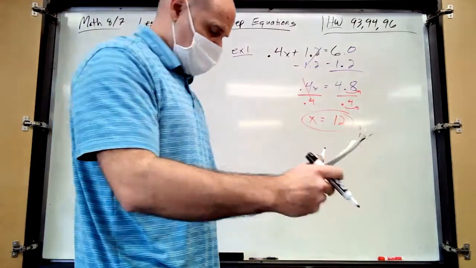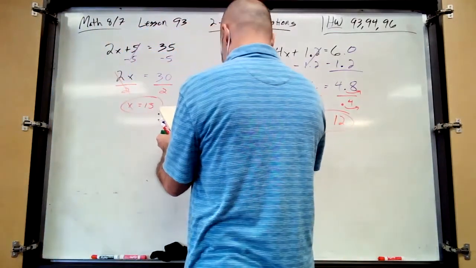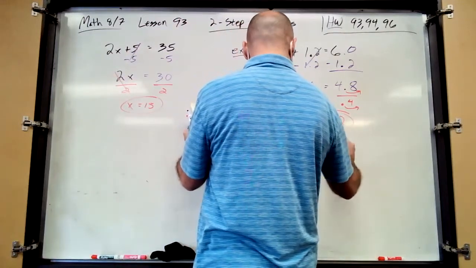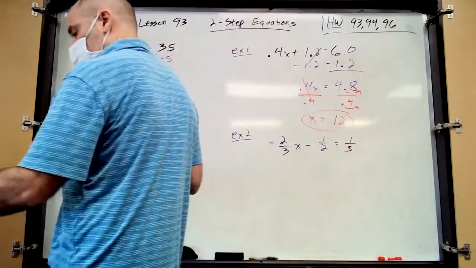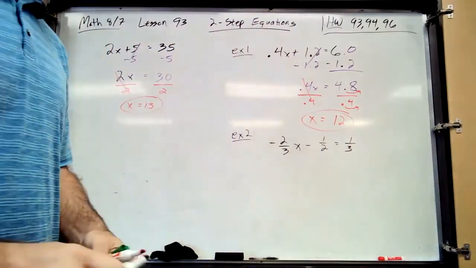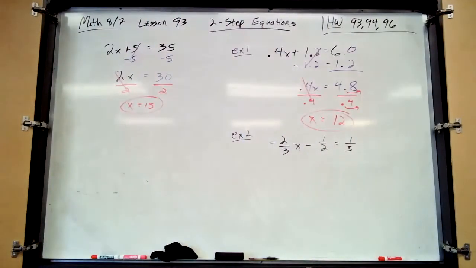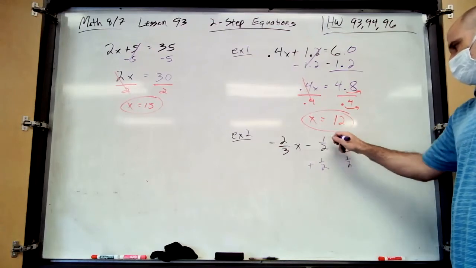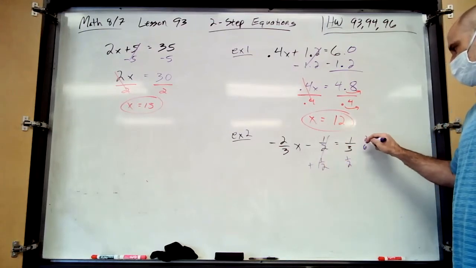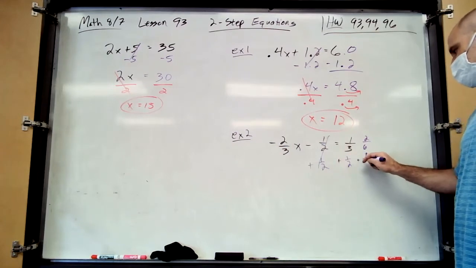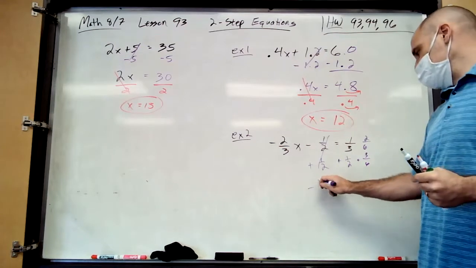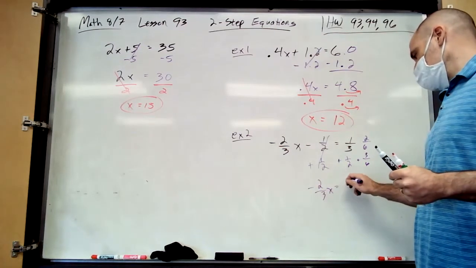Well, if you can do decimals, you can do fractions. Negative 2/3 x minus 1/2 equals 1/3. What do you want to get rid of first? 1/2. Right. That looks like the easier target. How do you get rid of minus 1/2? Add 1/2. Okay. What's the common denominator? So this becomes 2/6 plus 3/6. Everybody okay with that? Yeah, 5/6. Okay, so negative 2/3 x equals 5/6.